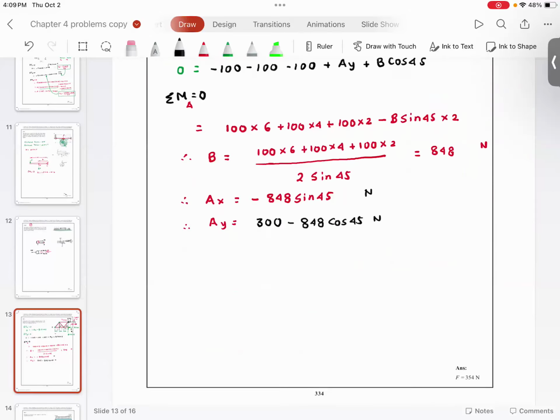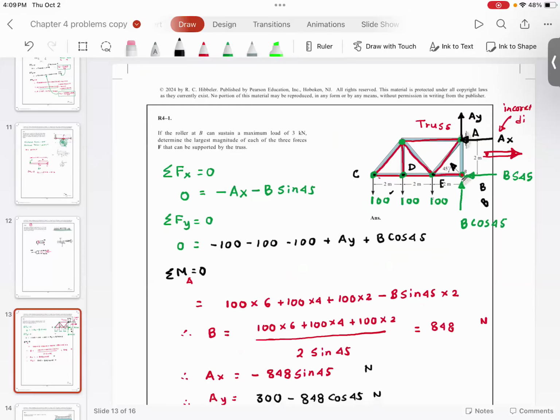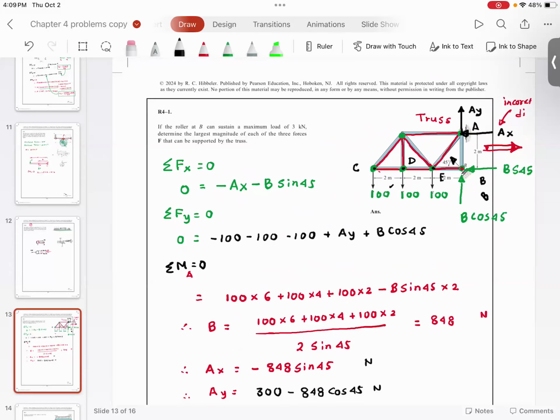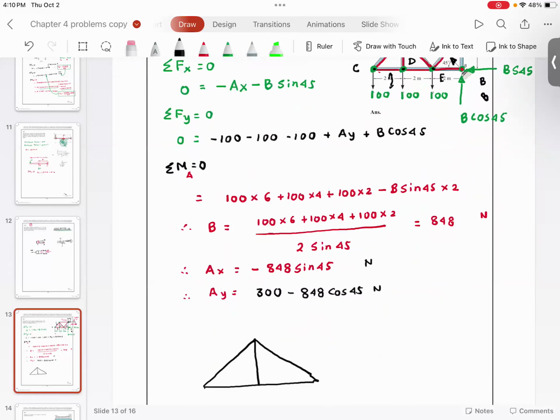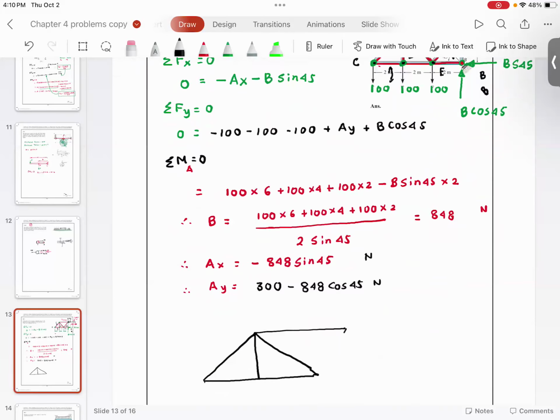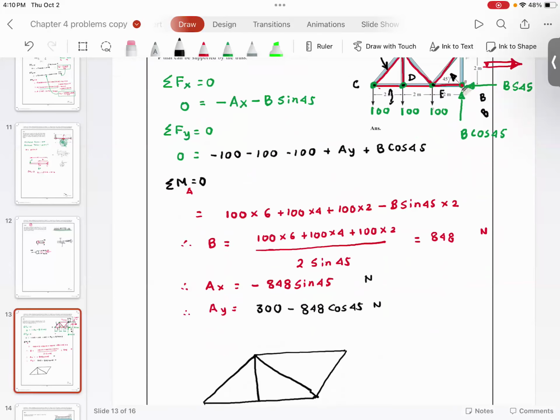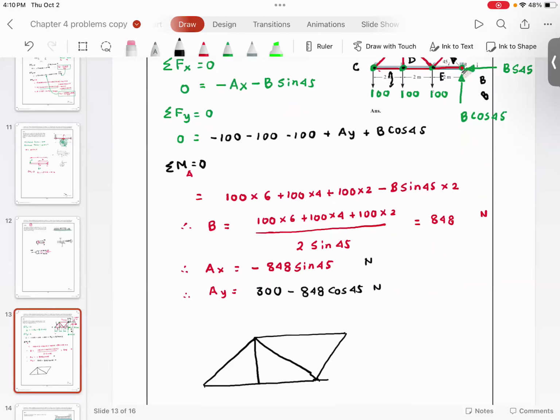Okay, the last part which I want to talk about is if I want to find out the forces in this member, if I want to find out the forces within truss, how do I solve? So let me set up the problem. So what you have is you have this truss. Then you have this. You have this. And then you have this truss.